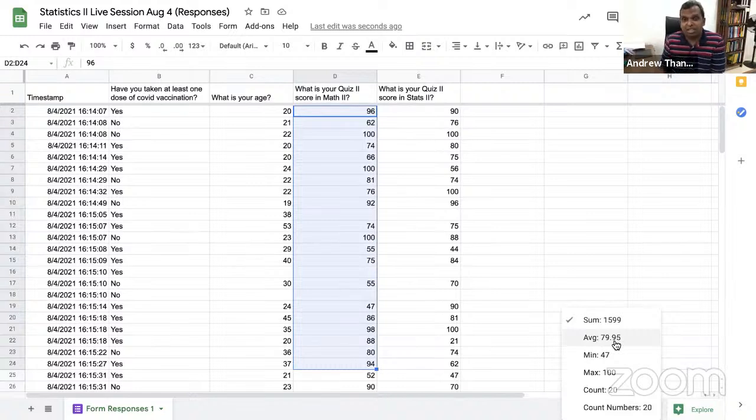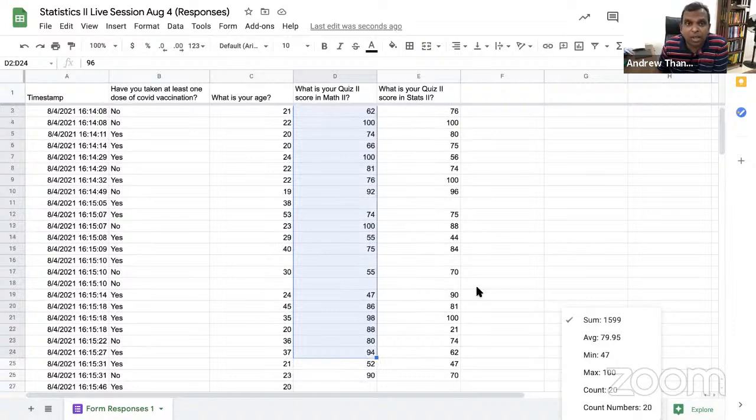The average, look at the average, that's really high. I think only the good people are here. The average is definitely not 79. I know the average, it's close to 50. Anyway, that's the average, 79.95 for 20 people in Math 2. Okay, and is that enough?